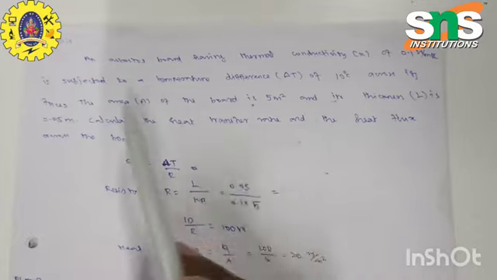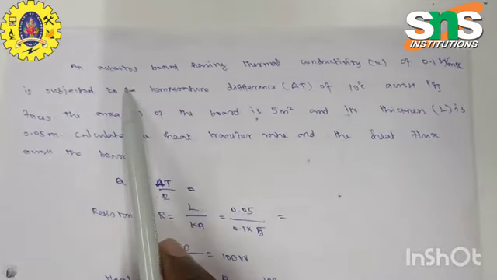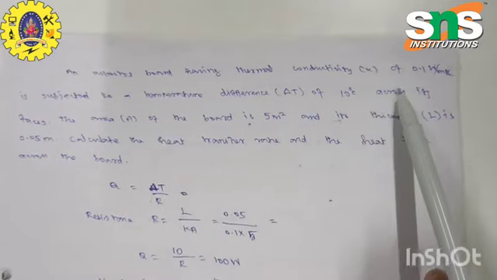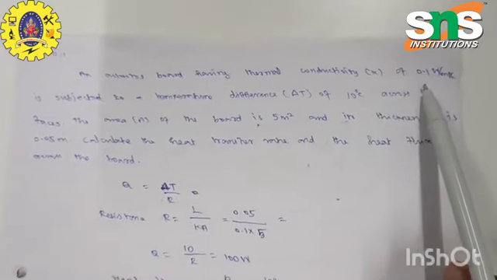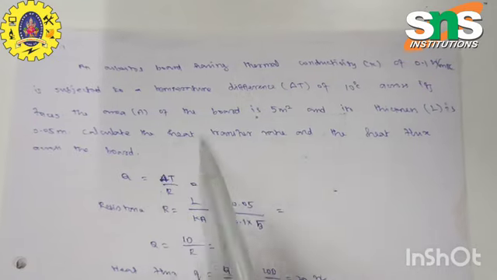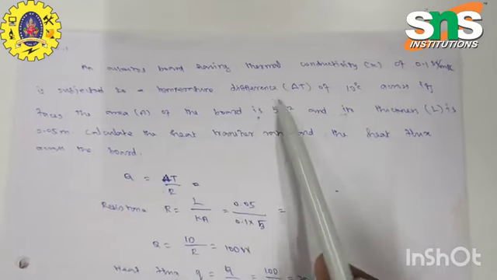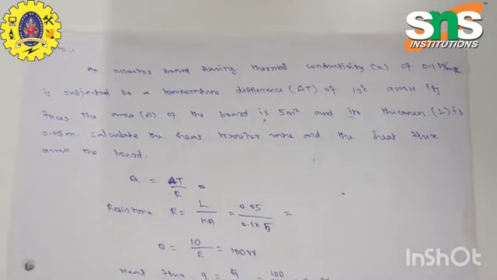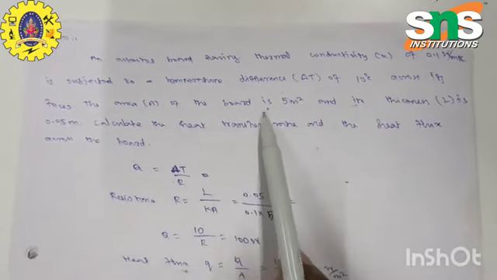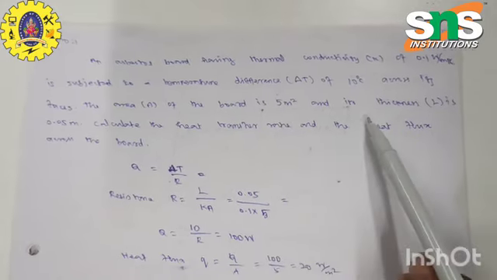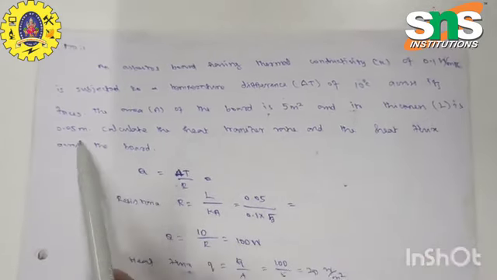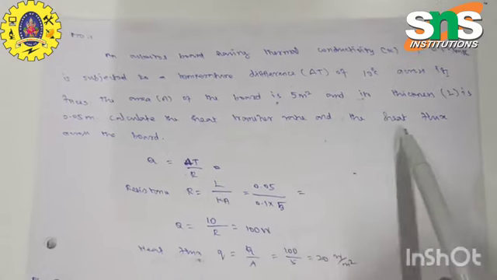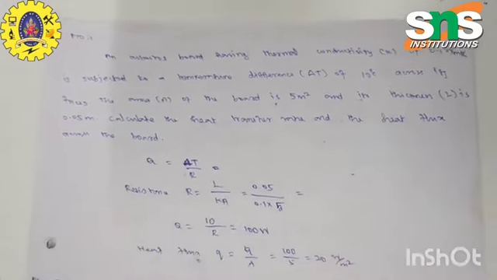Problem number 1: an asbestos board having a thermal conductivity of 0.1 watt per meter Kelvin is subjected to a temperature difference of 10 degrees Celsius across its faces. The area of the board is 5 meters squared and its thickness is 0.05 meter. Calculate the heat transfer rate and the heat flux across the board.